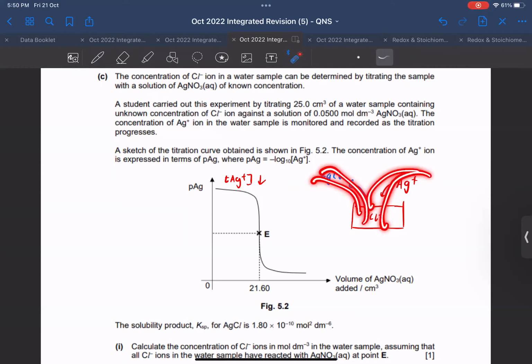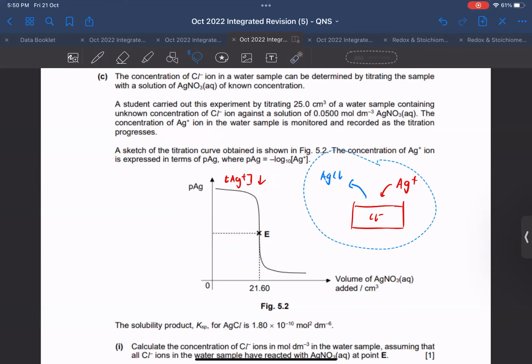The moment you add it in, it precipitates, so it doesn't actually contribute to the concentration. That's why the concentration of Ag+ is very low at the start. Then suddenly, we have the equivalence point. There are quite a few things to discuss here.